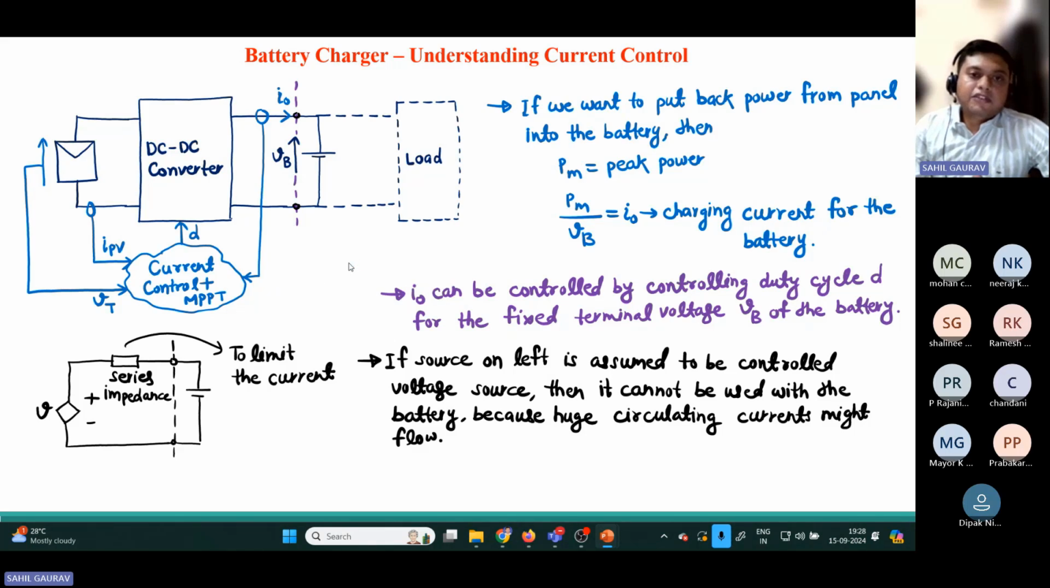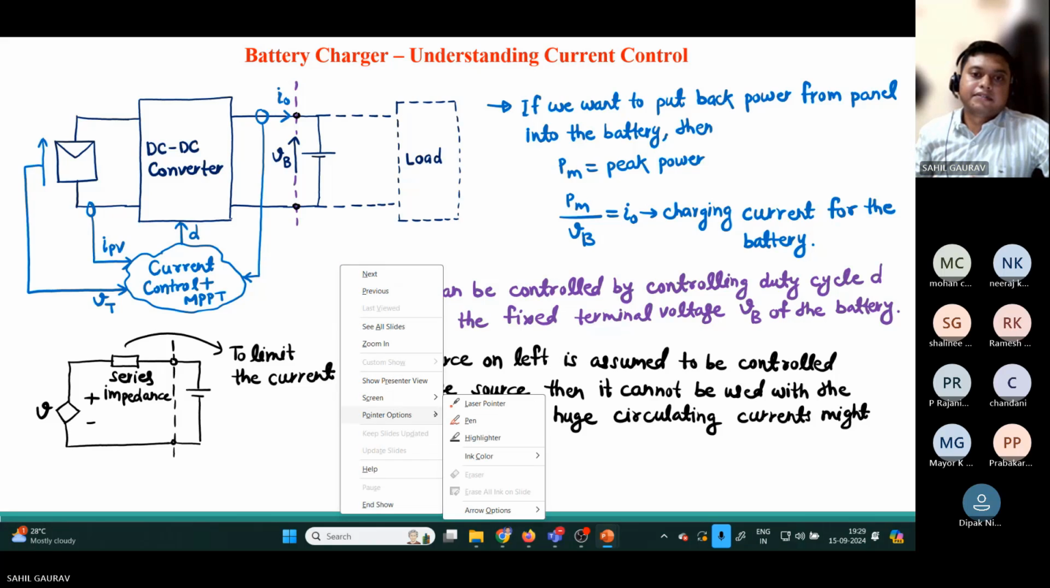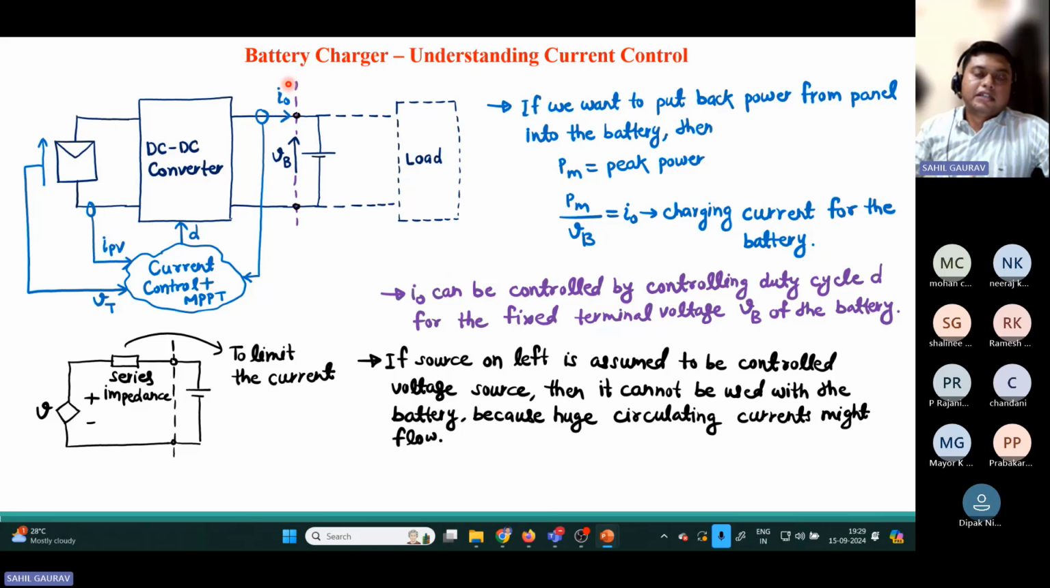In other words, you cannot control this voltage, because if you put a source on the left side, that is a voltage source, you cannot directly connect two voltage sources in parallel. There will be a huge circulating current flowing between these two voltage sources. So in order to control it, we have to put some series impedance so that you can limit the current. So this is not a good option.